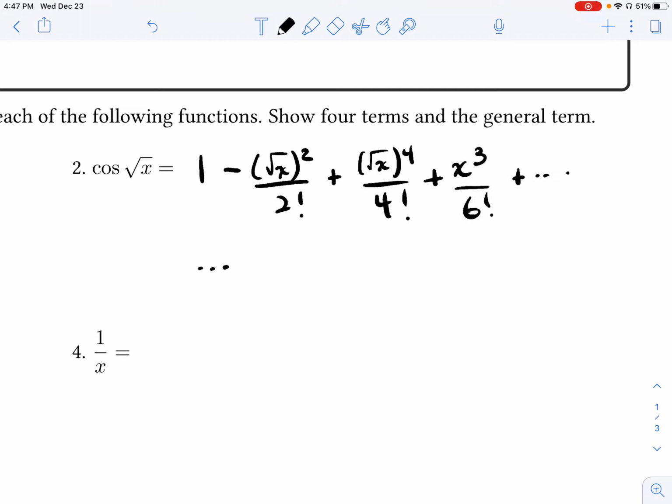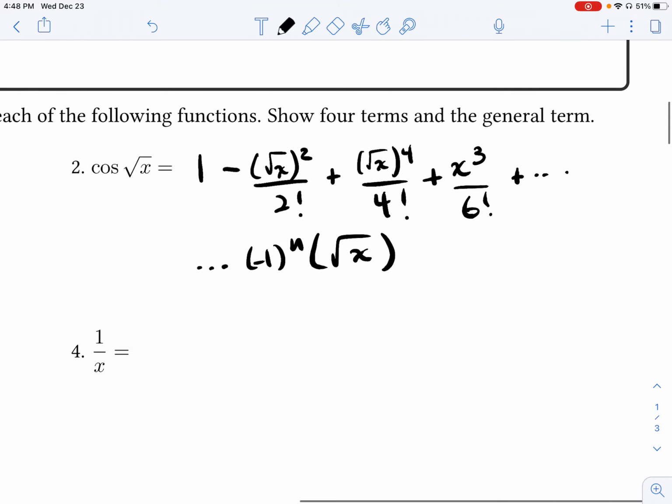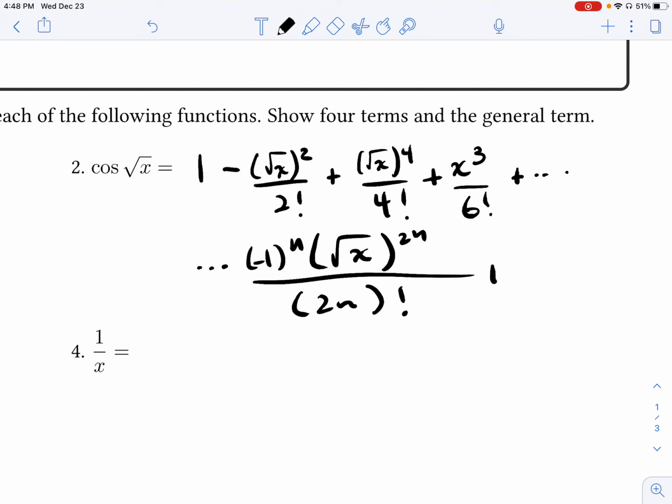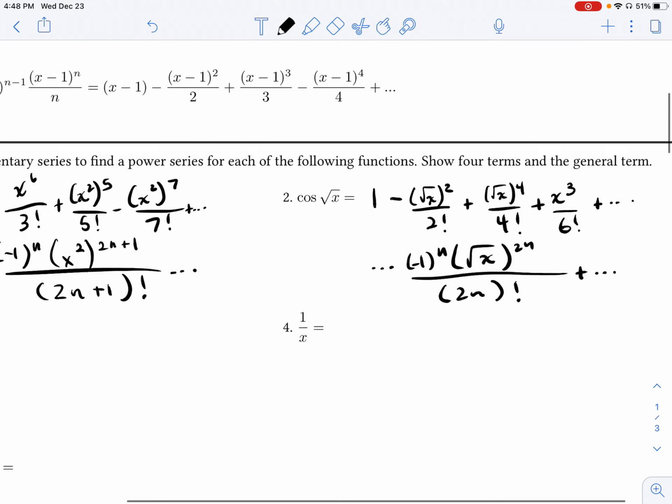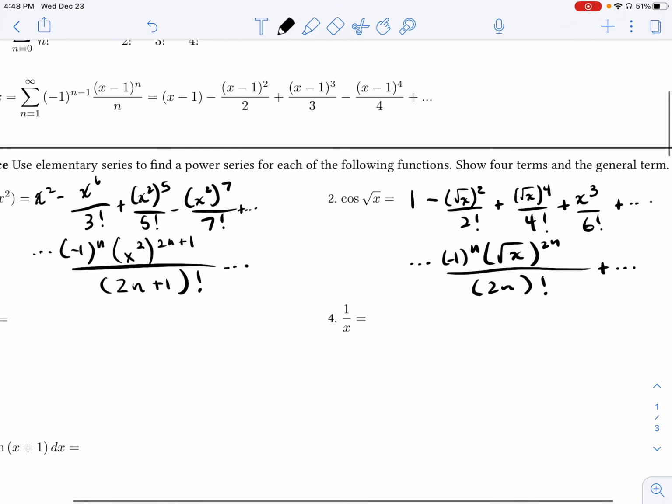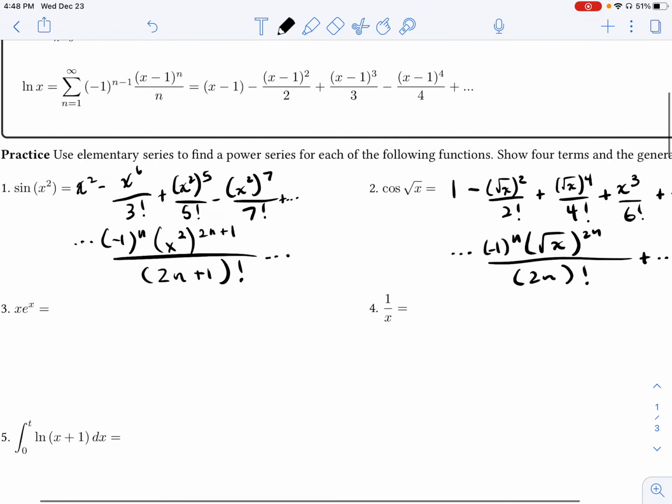And then if we want to look at the general term here, we have negative 1 raised to the n power, root x that we're now raising to the 2n power, all over 2n factorial. And we have that there. Okay? So these are pretty basic. All we're doing is plugging in our argument for our trig function into the series.